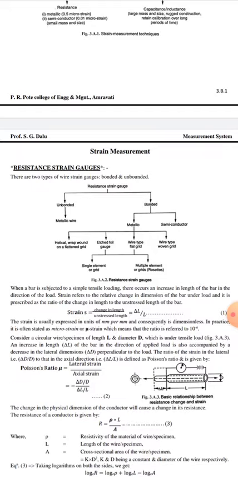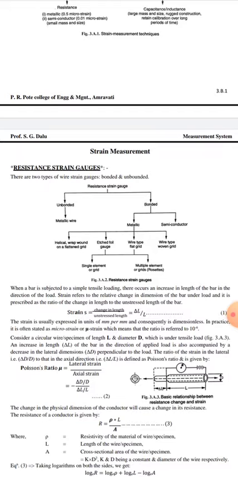Resistance is the opposition offered by the conductor to carry the current. So the change in physical dimensions of the conductor will cause a change in its resistance, and resistance of a conductor is given by R equal to rho into L upon A. Rho means the density of the cylindrical rod that we have considered.